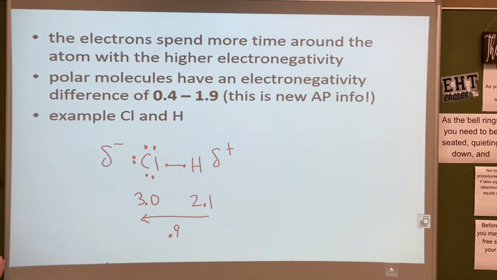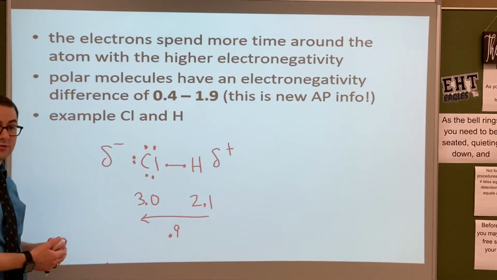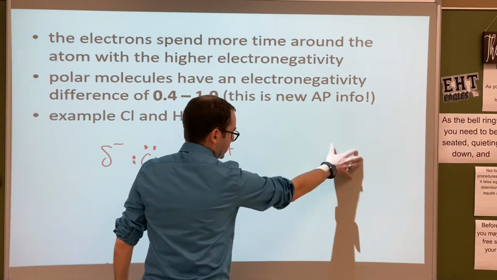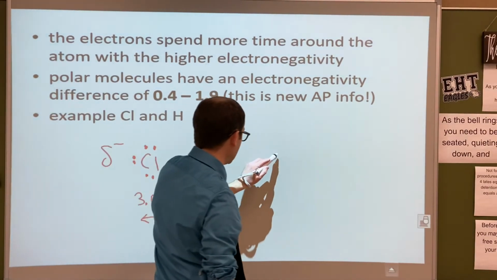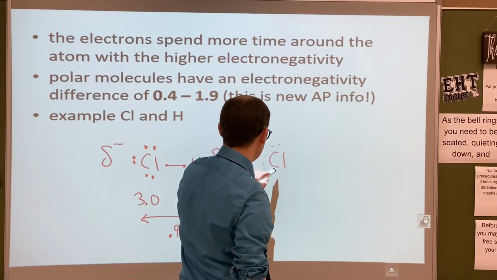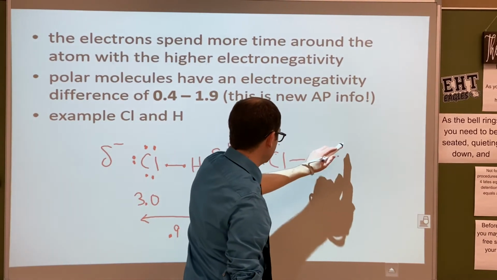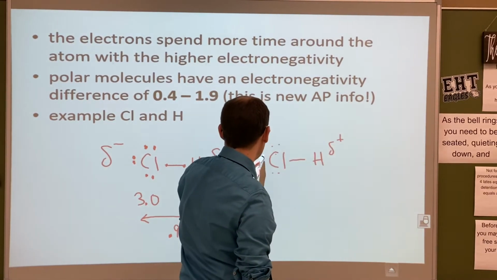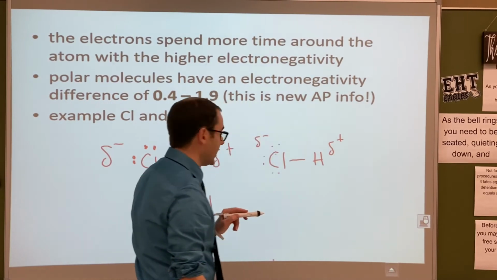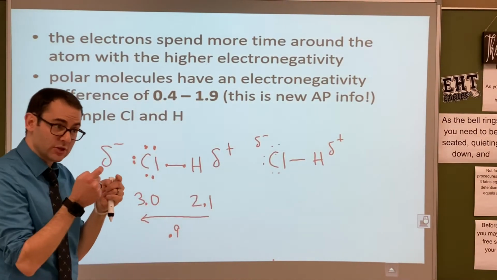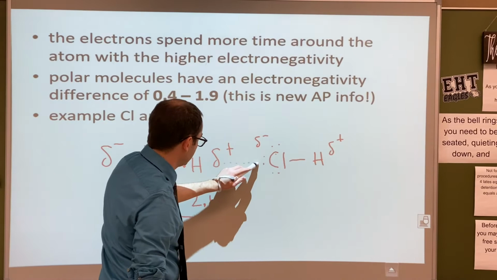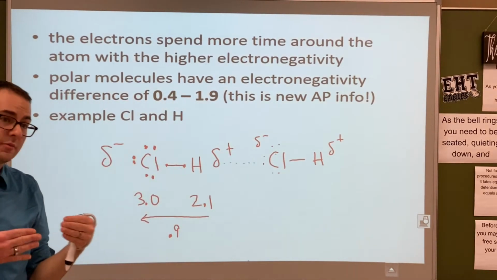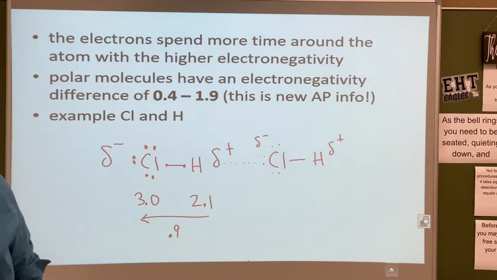Any questions with that? What if we had another one of these? Another Cl and H molecule, and I want to draw it right here. Which side of it's going to be attracted to the H plus? Cl, because it's negative, right? So we're going to have Cl, H. This side's going to be slightly positive. This side's going to be slightly negative, all right? They're going to be attracted to each other. A way to show that is with a dotted line here, because it's a bond, but it's a really, really weak bond, all right? Doesn't last very long.